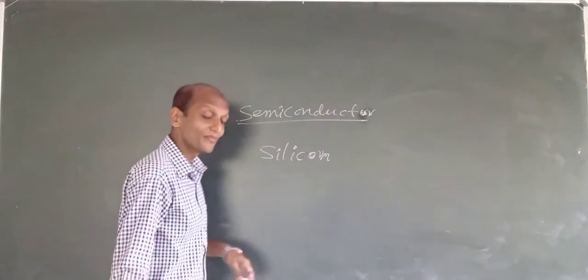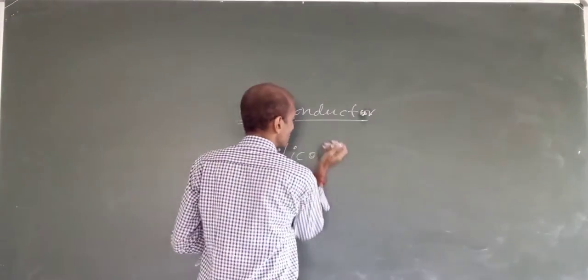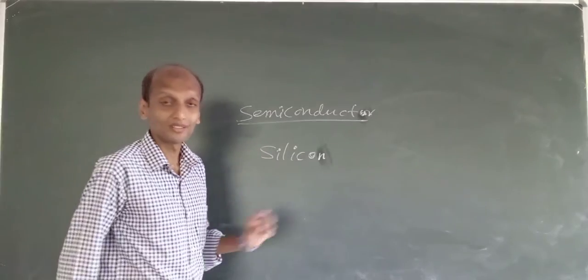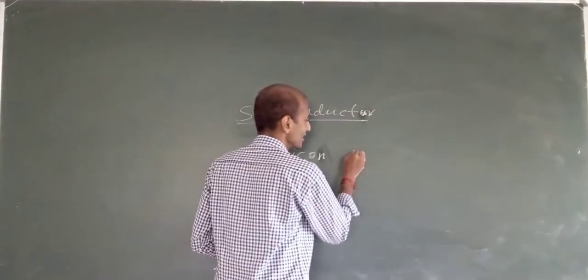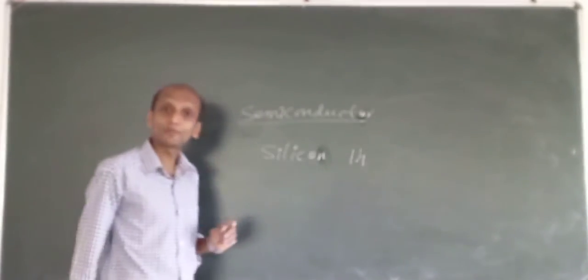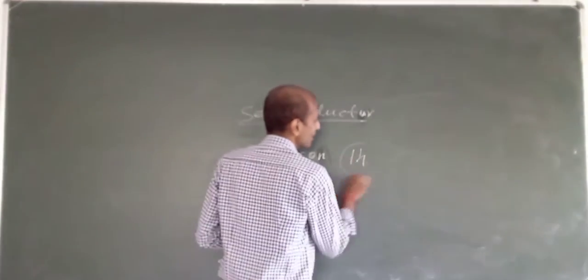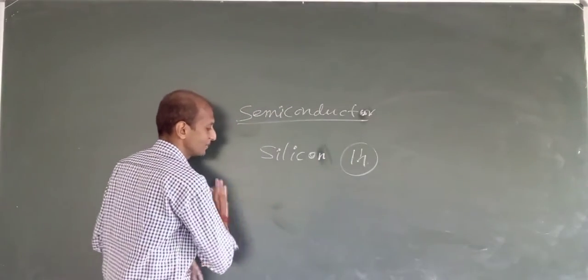Now the atomic structure of silicon is what? Not atomic structure, atomic number. What is the atomic number of silicon? It is 14. 14 is the atomic number of silicon material. So what does the atomic number say?